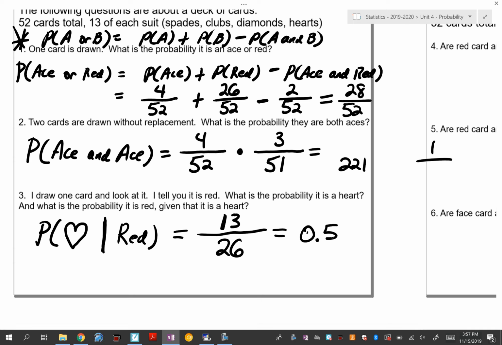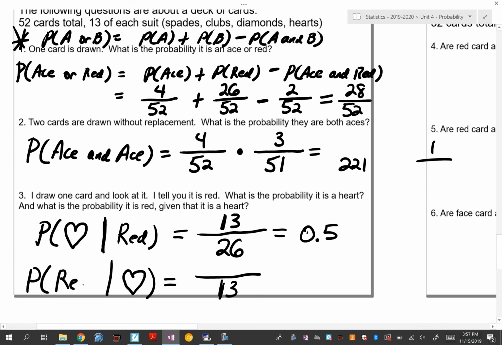Now, here we go. It's my favorite one. What's the probability, if I tell you it's a heart, that it's also red? So how many hearts are there? 13 hearts. And then what's the probability that it's also red? And Charlize, you just figured it out. All of my hearts are red. So the answer is 1 or 100%. If I tell you it's a heart, and then I ask what's the likelihood that it's also red, I know it's red because all the hearts are red.